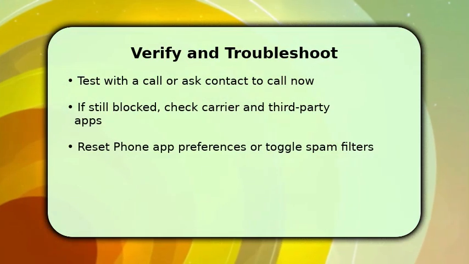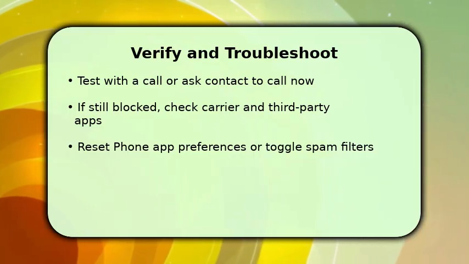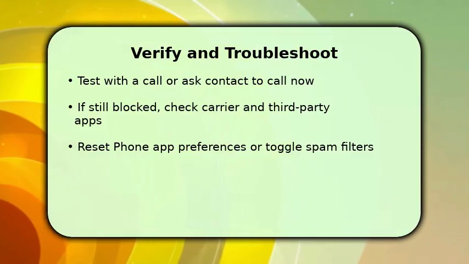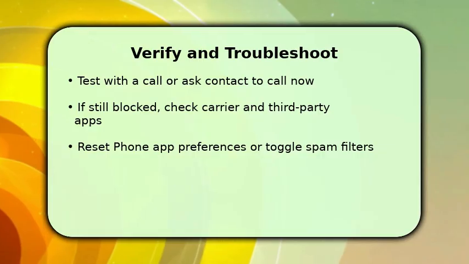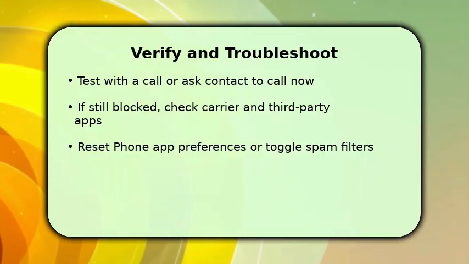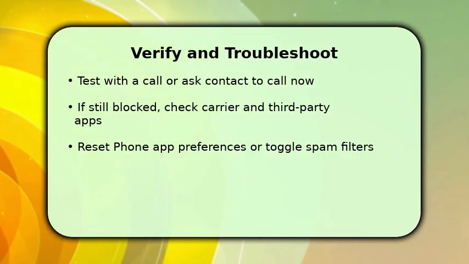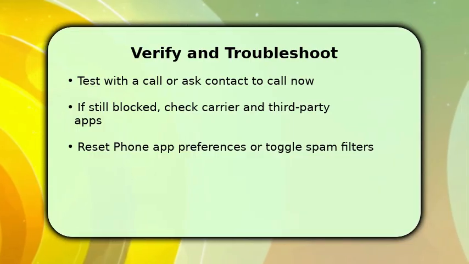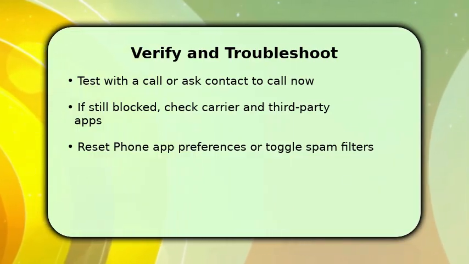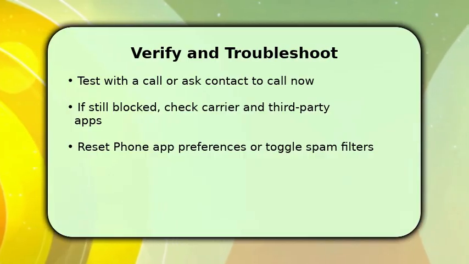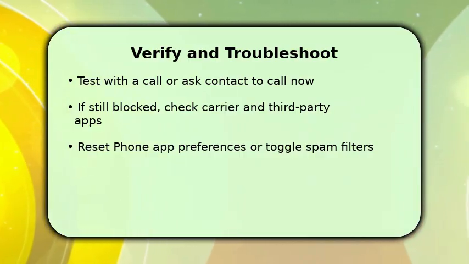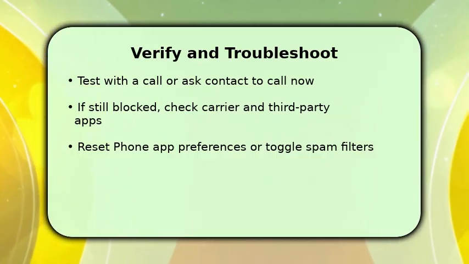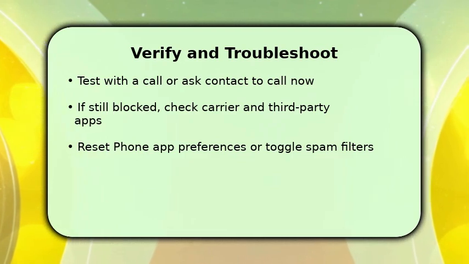After unblocking, verify success by asking the contact to call or by placing a quick test call yourself. Confirm it rings. If calls remain blocked, check carrier-level blocking and any third-party call blocking or antivirus apps. These often override system settings. As a last step, reset phone app preferences or toggle caller ID and spam filtering off and on to refresh rules. If problems persist, contact your carrier. They can remove network blocks. This troubleshooting tip solves most edge cases without complex steps.